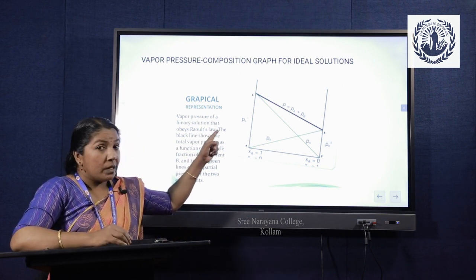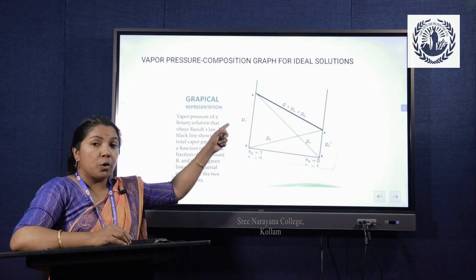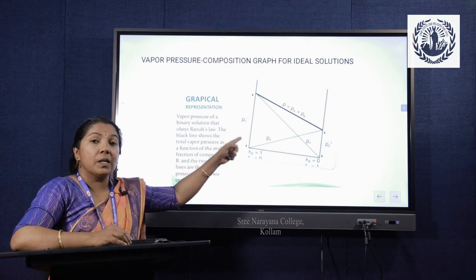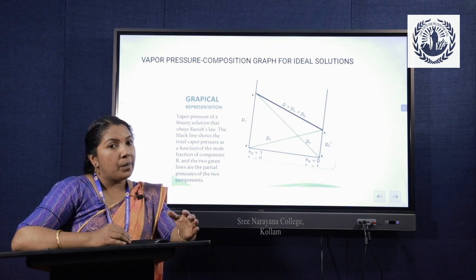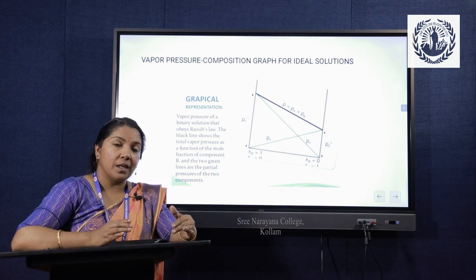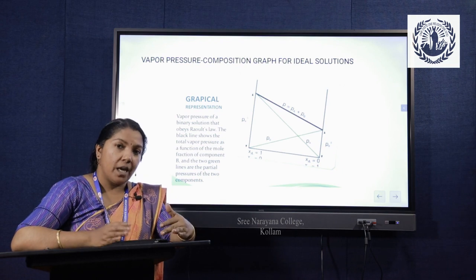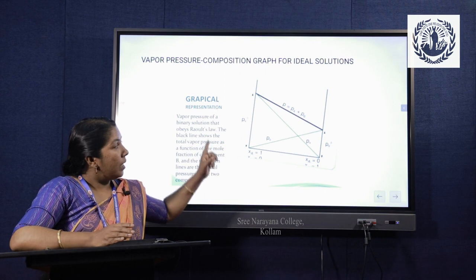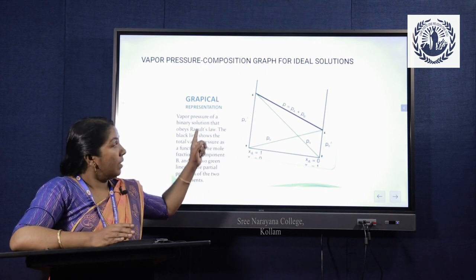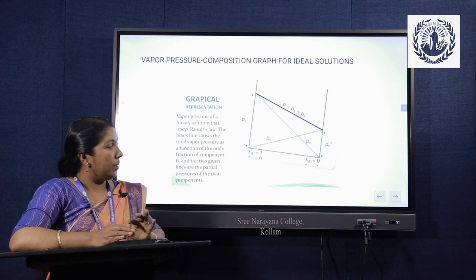Now let us discuss the black bold line on the top, which is P equal to PA plus PB. That means the total vapor pressure of the solution. So the total vapor pressure is the sum of the pressure exerted by the individual components A and B. That is why we have written P equal to PA plus PB. This is obtained by connecting P0A and P0B.